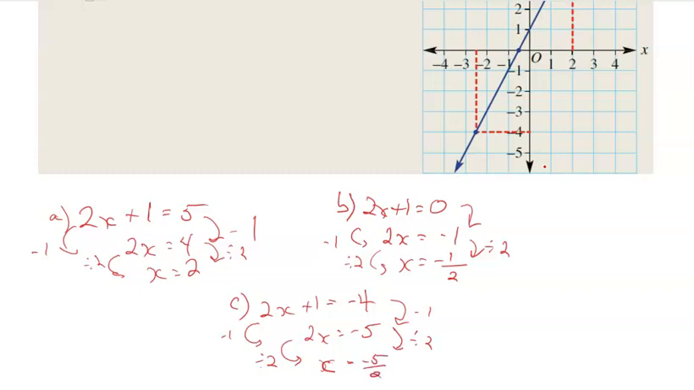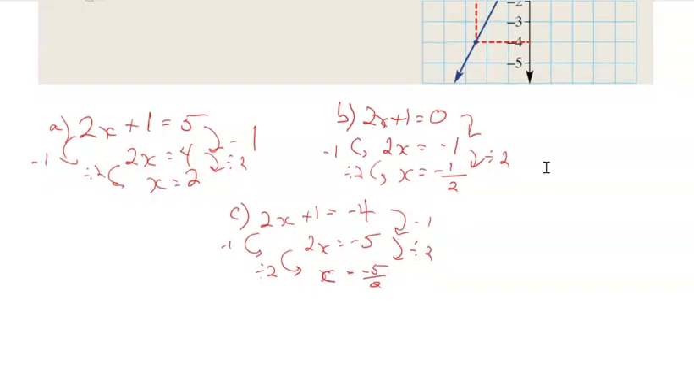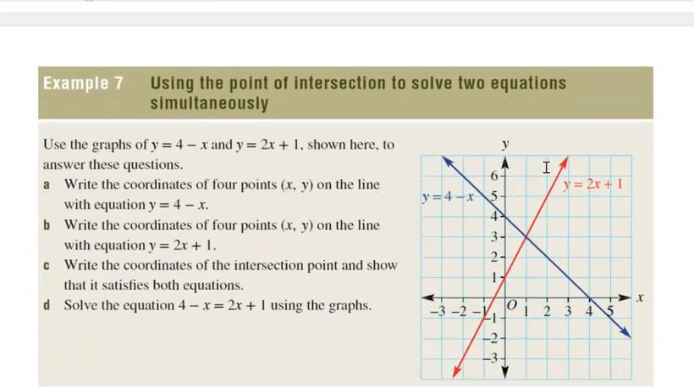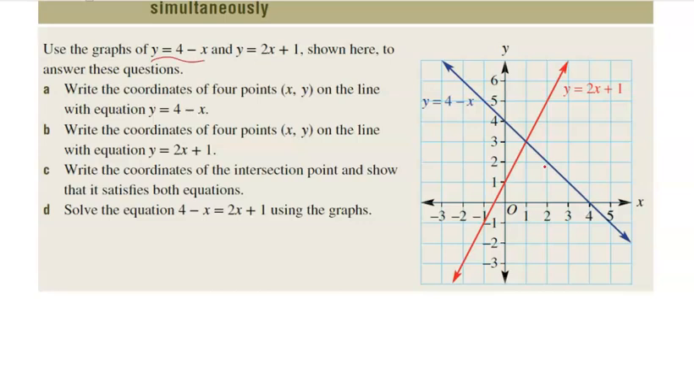We could leave it like that. Does it tell us what we have to do? Or we could turn it into a decimal, which would be negative 2 and 1/2, I think. And now for this one, we have two graphs. Use the graphs of y equals 4 minus x and y equals 2x plus 1 to answer these questions.